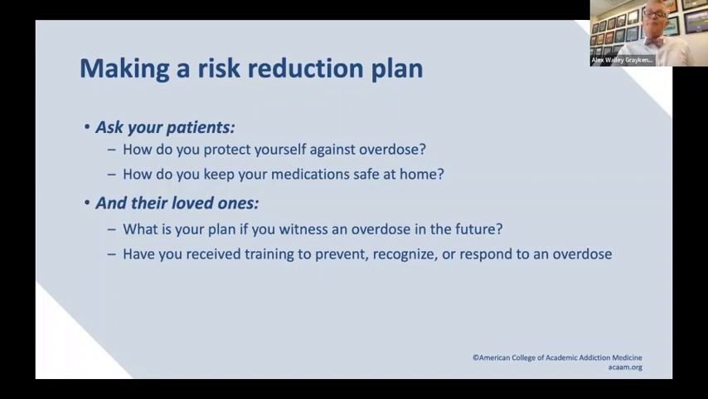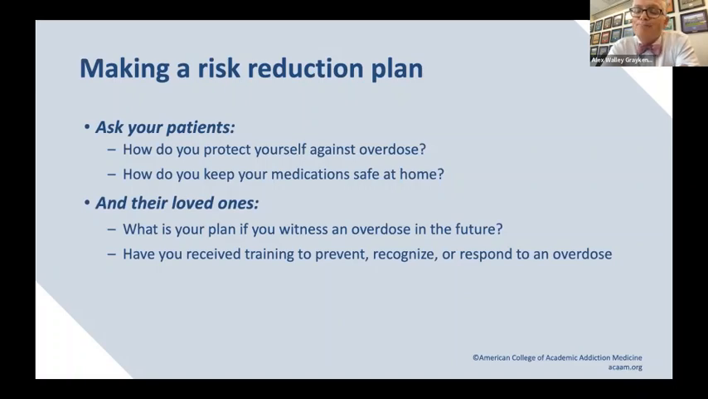This is kind of the big clinical pearl that I'm going to leave you with while you're thinking about how you're going to interact one-on-one with a patient, is that you should be, with each of your patients, making a risk reduction plan. What does that mean, and how do I do that? Well, how I do it is I ask all my patients, how do you protect yourself against overdose? And many times patients will say, well, I'm in treatment, doc. Why are you asking me about overdose? I'm not going to overdose when I'm in treatment.